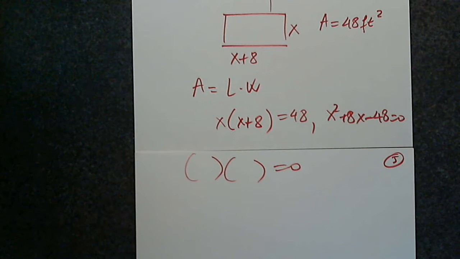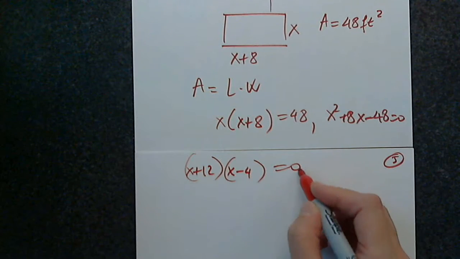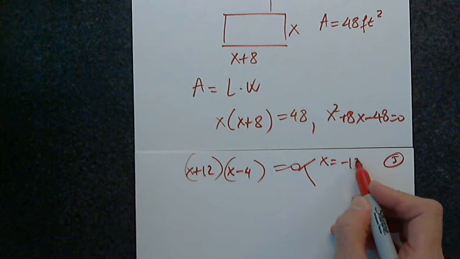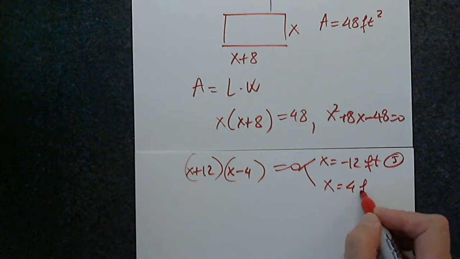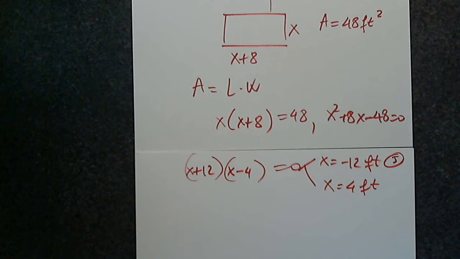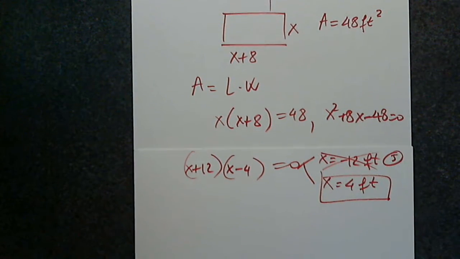x plus 12, x minus 4. Excellent. So we have two options. x equals negative 12 feet. Don't forget measurement units. And x equals 4 feet. However, you can't have a negative width. Absolutely. So this is the width.